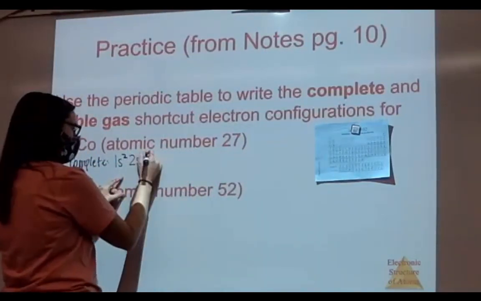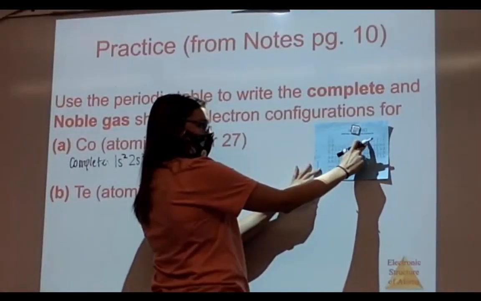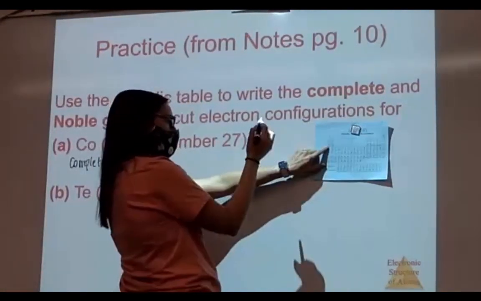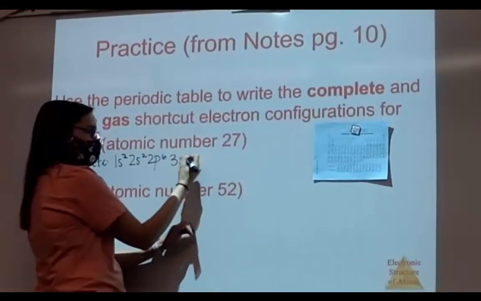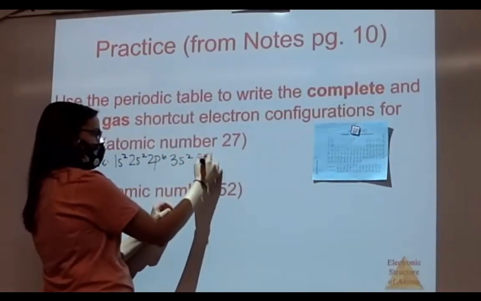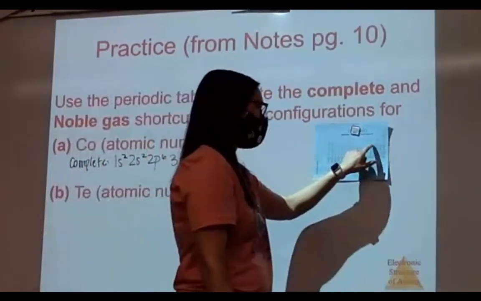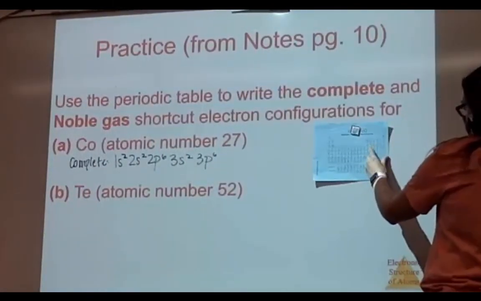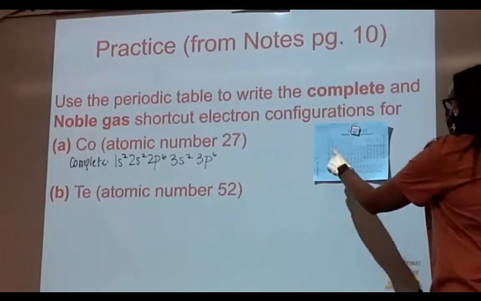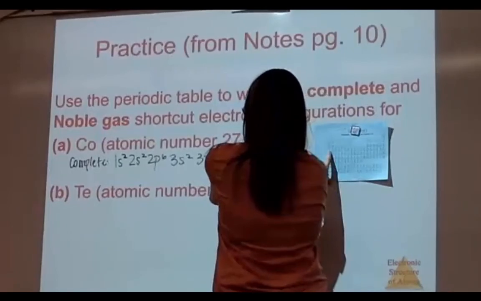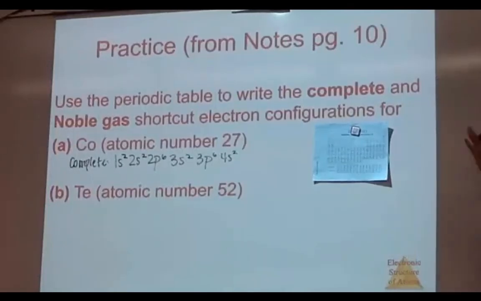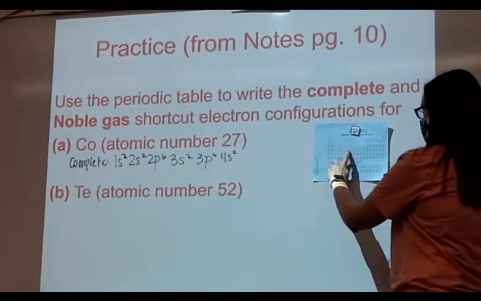And then we work our way over to what? 2p6. Right, then we come down to 3s2. Work our way over. Aluminum starts the 3p, and then it's 6, because there are 6 if you count over. P can hold 6 electrons. Then we come down again to 4s2. Now cobalt is in this next row, so we have to count over: 1, 2, 3, 4, 5, 6, 7.